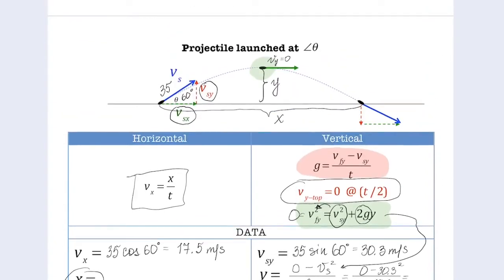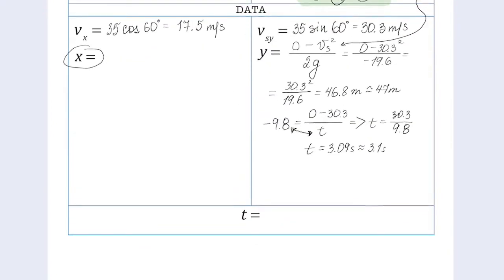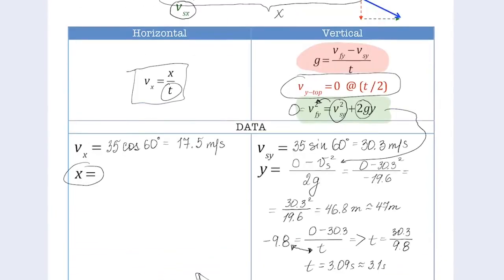If I were to measure the time that it takes to get to this half point, that would be 3.1 seconds. So then another 3.1 seconds takes the ball to fall down. So to get the full time, I just multiply 3.1 times 2, 6.2 seconds. I can use this time in the horizontal. That would be where I will plug in my time.